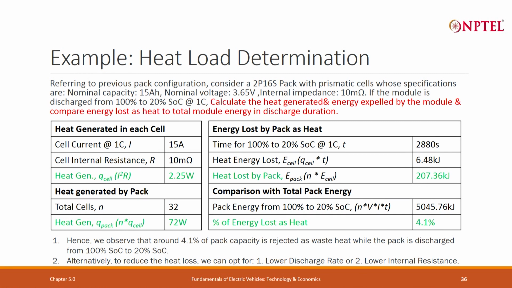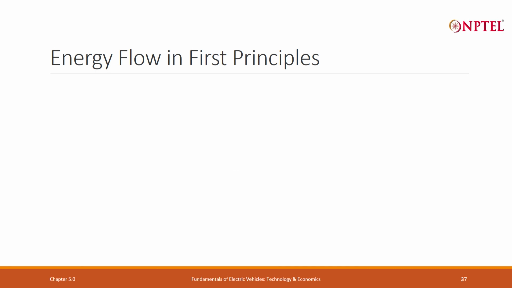Secondly, we can select a cell which has further lower impedance or further lower resistance. There are cells available which have an impedance of 1 milliohm. At the end of the life cycle, it may go to 2.5 milliohm, but still it is 1/4 times of that one. However, the impact of the resistance is linear. However, the impact of current is square. Let us move to the next slide.